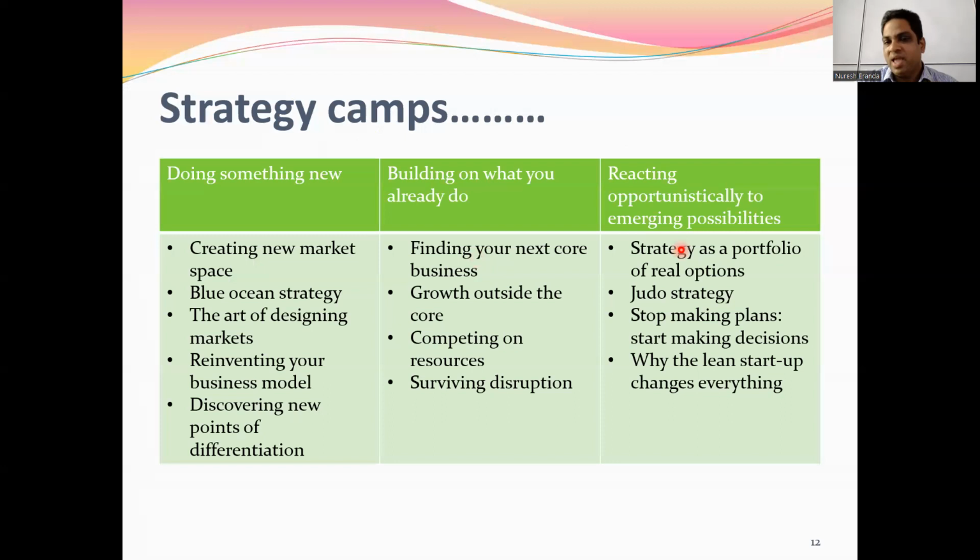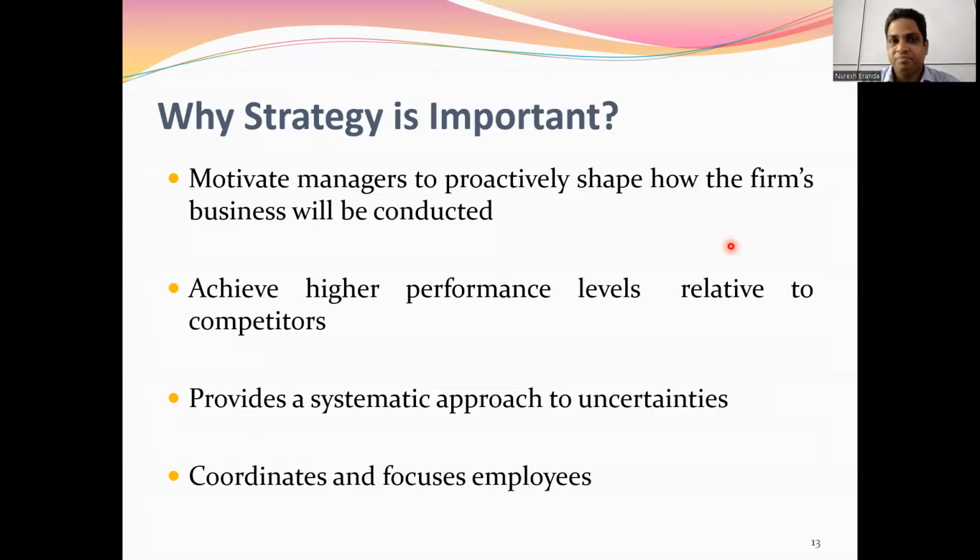The third camp is reacting opportunistically to emerging possibilities. That is basically looking at strategy from an entrepreneurial perspective. There we are looking at business opportunities rising in the business environment, even during a crisis situation, even during the dynamics which are happening. So let's come up with something very new by looking at the opportunity and capitalizing on those opportunities. So that's another strategy camp available. So you see different strategy camps are available in the literature.